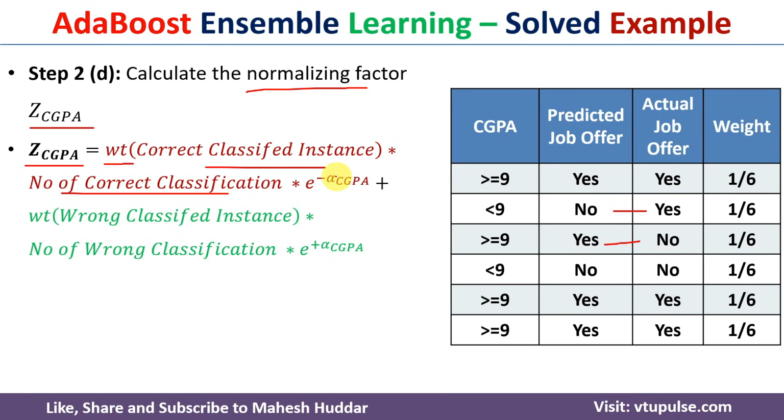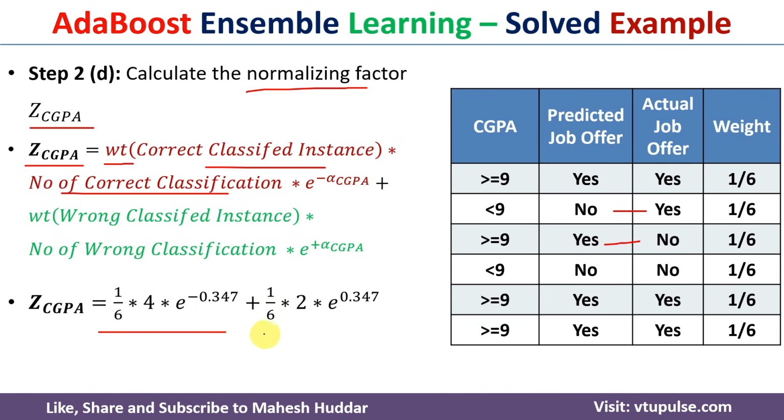e raised to, we have already calculated the weight for the weak classifier in this case. So we will put all these things over here. Plus, there are two incorrectly classified examples. The weight is 1 by 6 here. So 1 by 6 multiplied by 2 e raised to plus the weight of the weak classifier in this case. Now, once you solve it, you'll get 0.9428 as the normalized factor in this case.